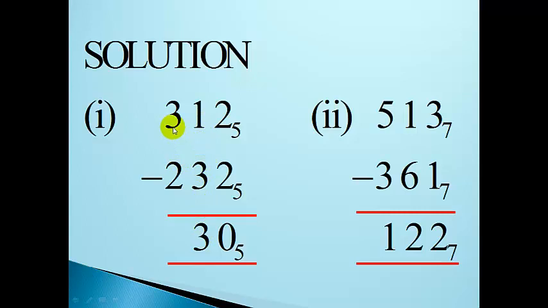Take note that because we borrowed 1 from 3, we are left with 2. And 2 minus 2 will give us 0. And that is why we have 30 base 5.